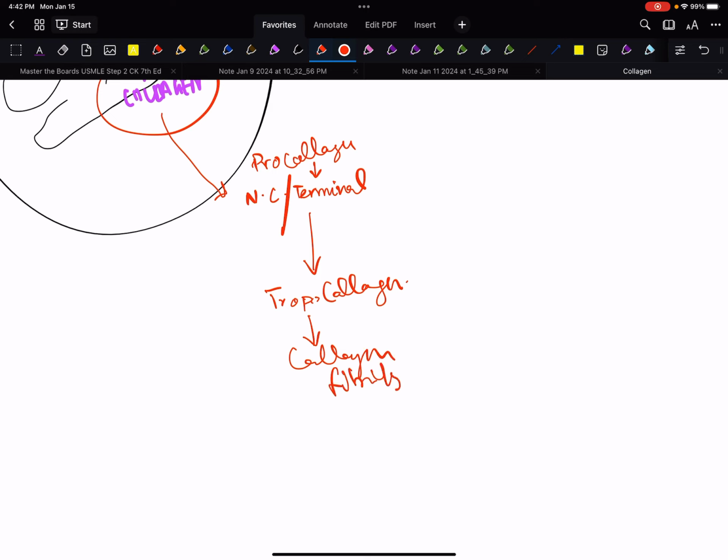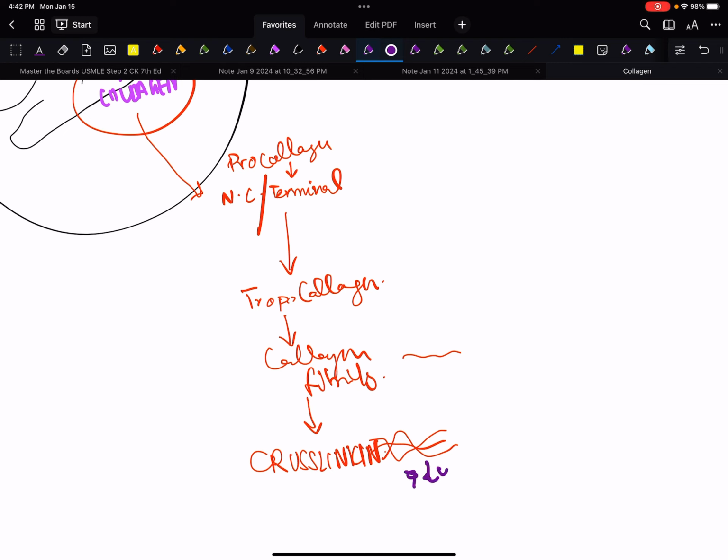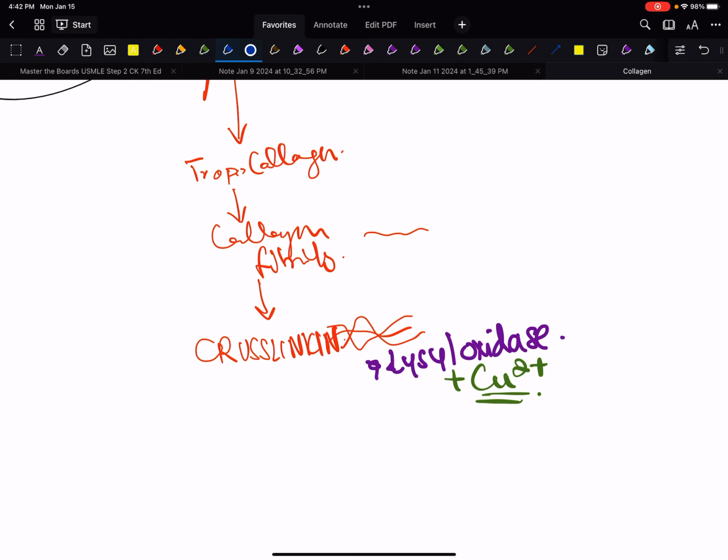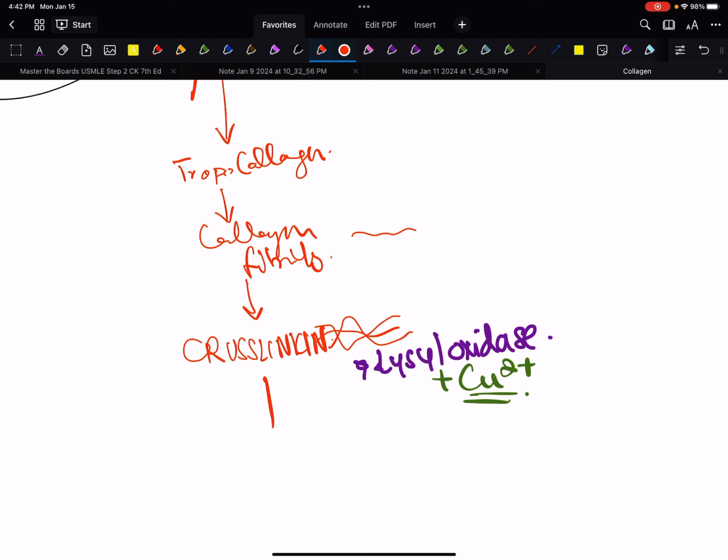Then this tropocollagen will become collagen fibrils. These fibrils will then come together again. So this is one, and then this will come together again. Collagen fibrils, and there will be cross-linking once more here. This cross-linking will be with the enzyme lysyl oxidase. This lysyl oxidase requires copper. Then, once this cross-linking of the collagen fibrils is done, this will now become a strand of collagen.